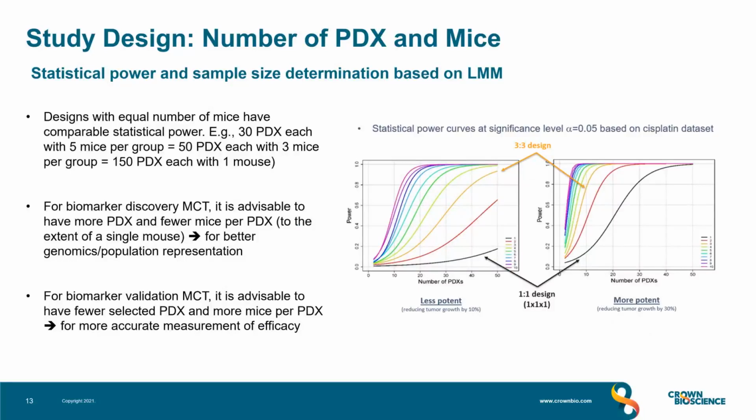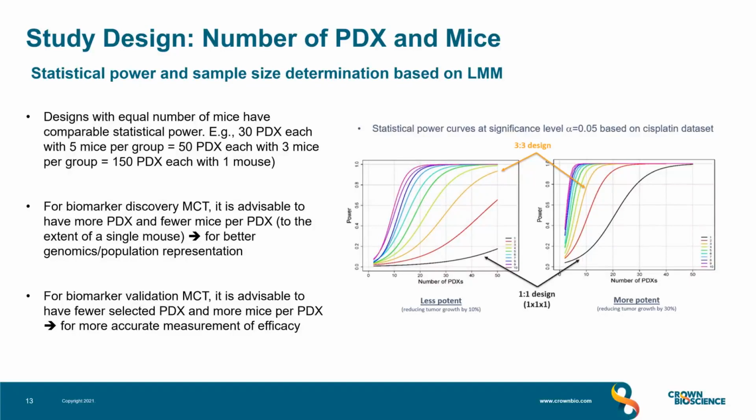It has been a frequently asked question how to determine the number of PDX and the number of mice per PDX in a mouse clinical trial. From a statistical point of view, as long as the total number of mice is the same, different designs have comparable statistical power. So, for example, if there are 150 mice in an arm, we can do 30 PDX each with 5 mice, or 50 PDX each with 3 mice, or even 150 PDX each with just 1 mouse.